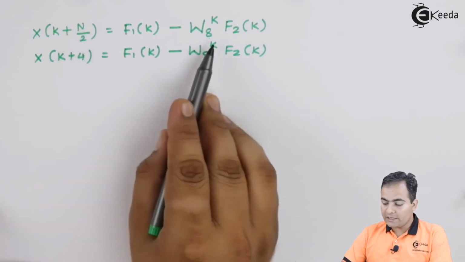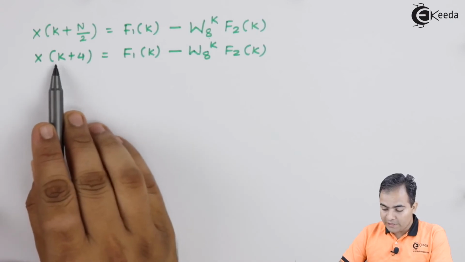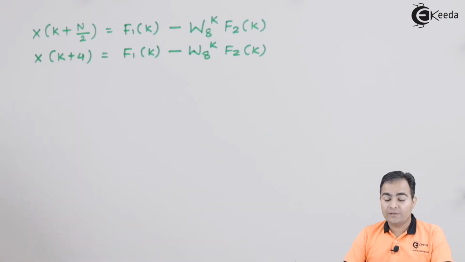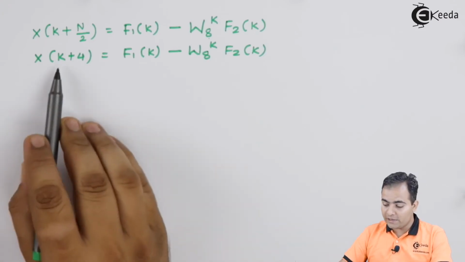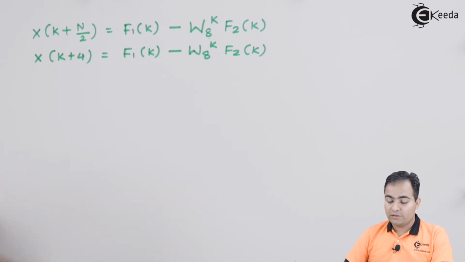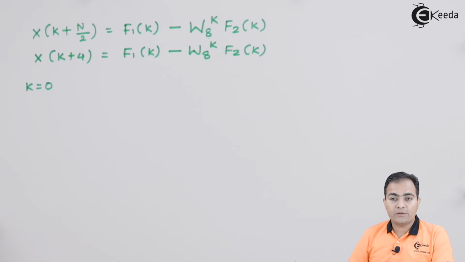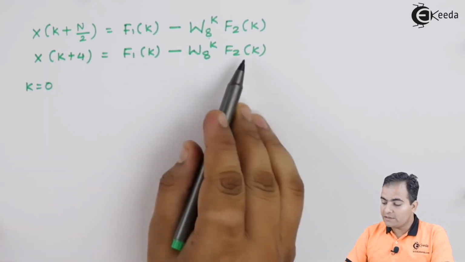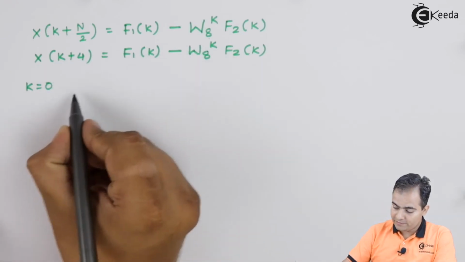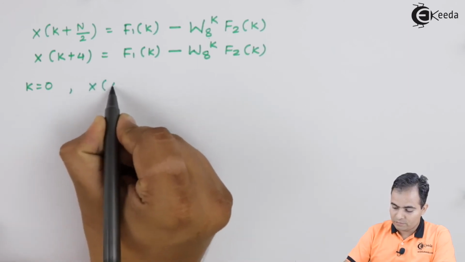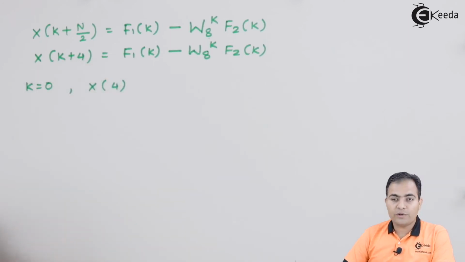So I can directly write, this n value is 8, so 8 by 2 is 4, so all the k values will be added with 4. Now we have already calculated the 4 sample values, that is 0 to 3. Now we are going to calculate the next 4 sample values. So we will again substitute the k values from 0 to 3. So for k equals 0, all this k is replaced by 0. What will you get? 0 plus 4 is 4.